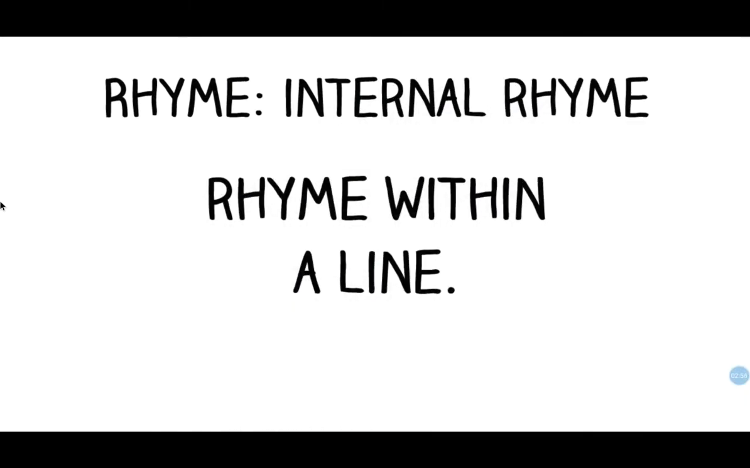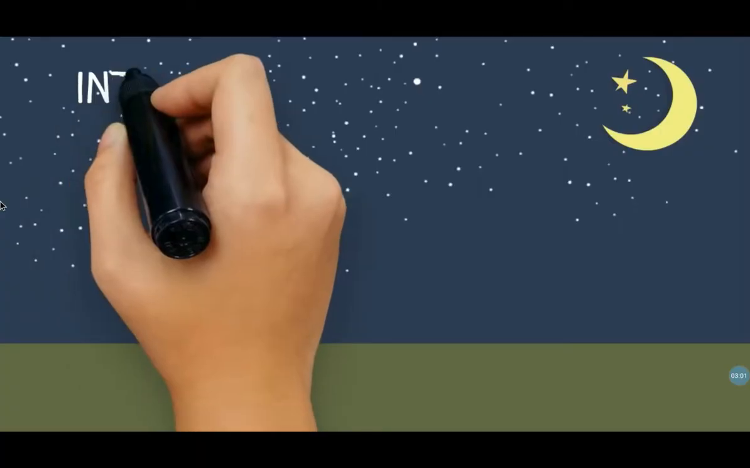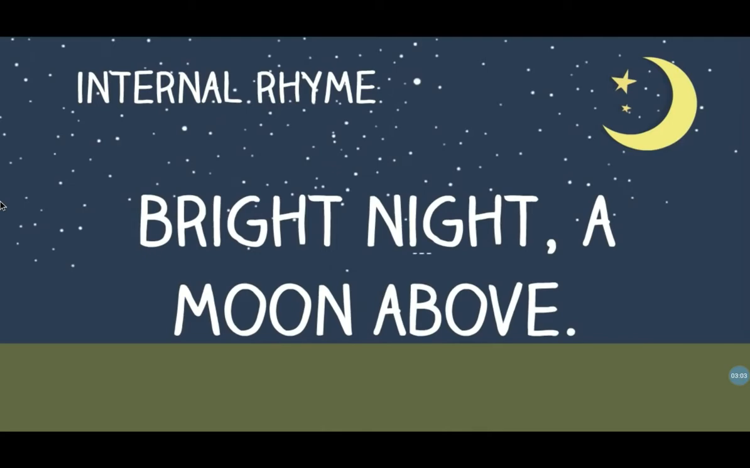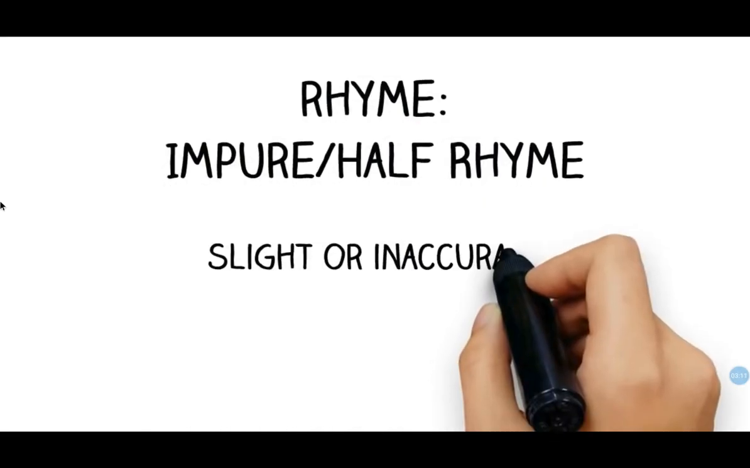Okay, a rhyme, internal rhyme. A rhyme within a line of a poem. Bright night, a moon above. So you can remember that. You can also rhyme within lines. The rhymes don't always have to be at the end of the line.